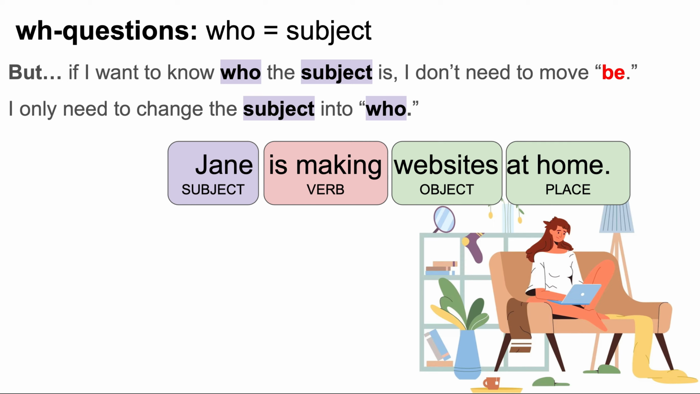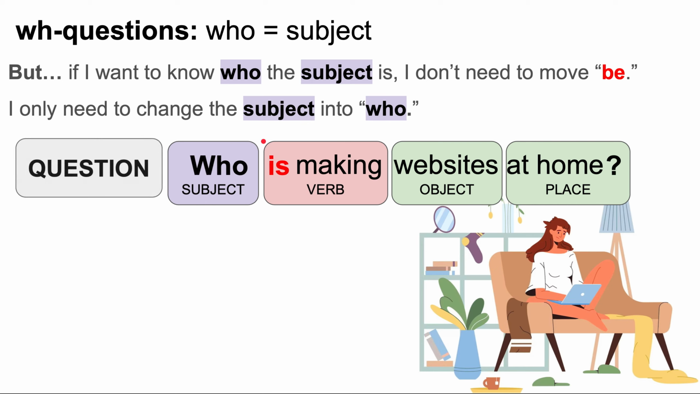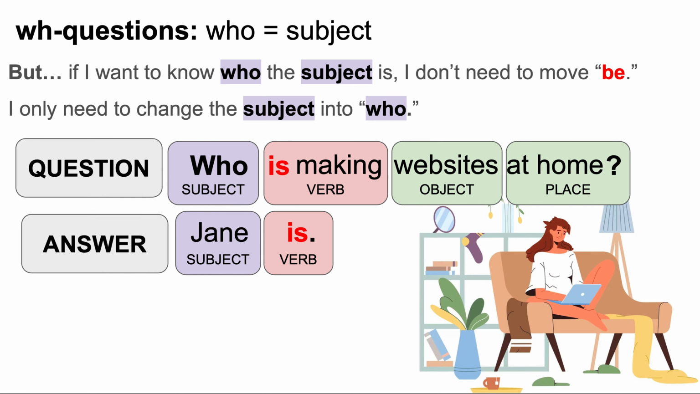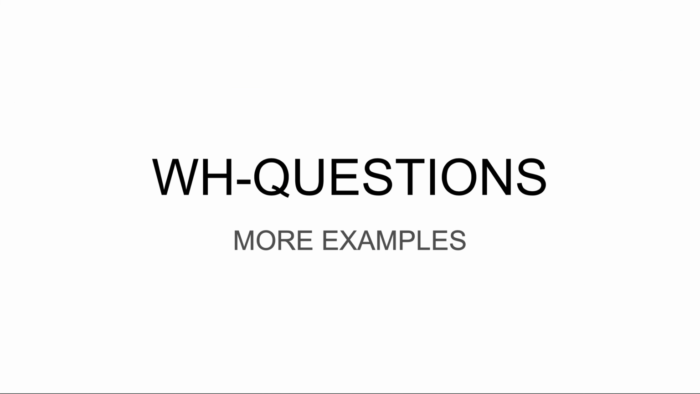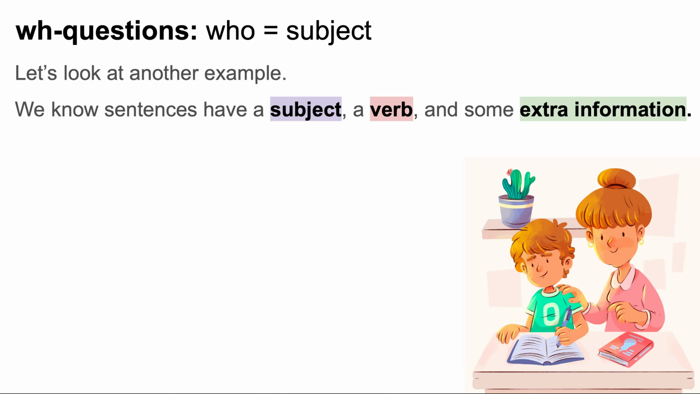But if I don't know the subject and I want to know the subject, I don't need to move be. I only need to change the subject into who. So question, who is making websites? Answer, Jane is. Let's look at more examples.